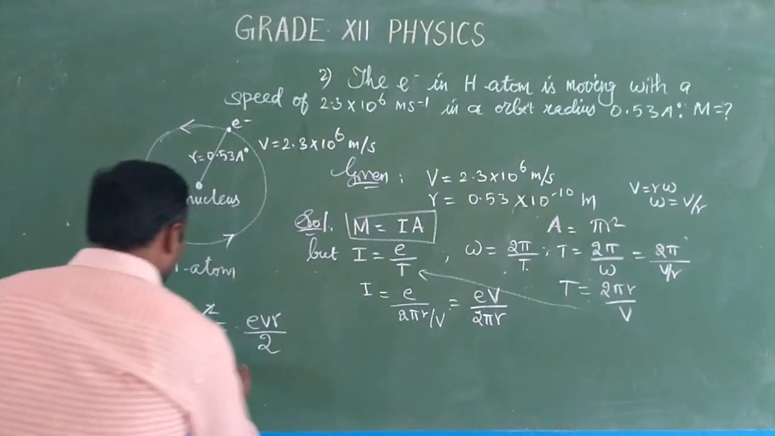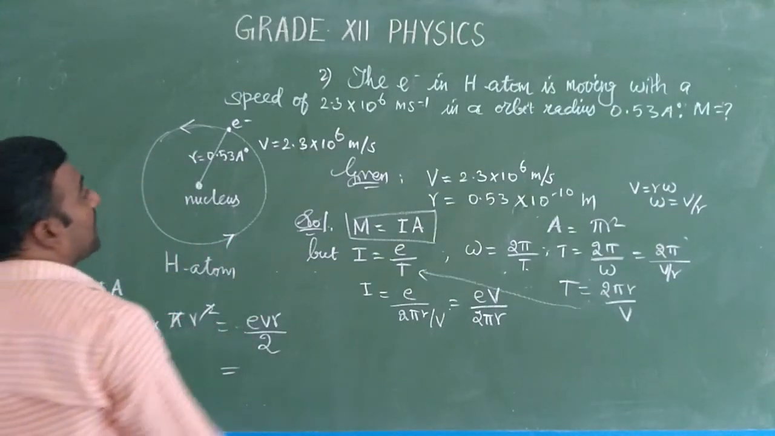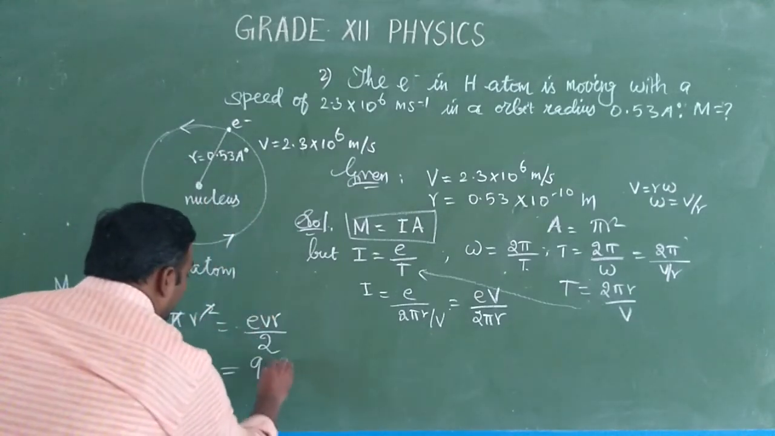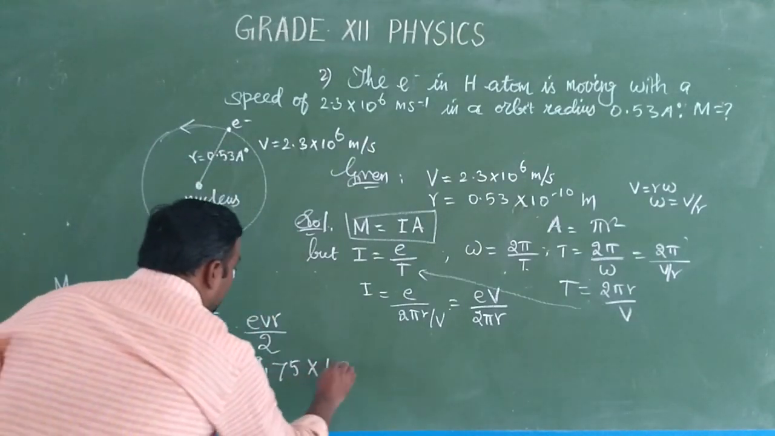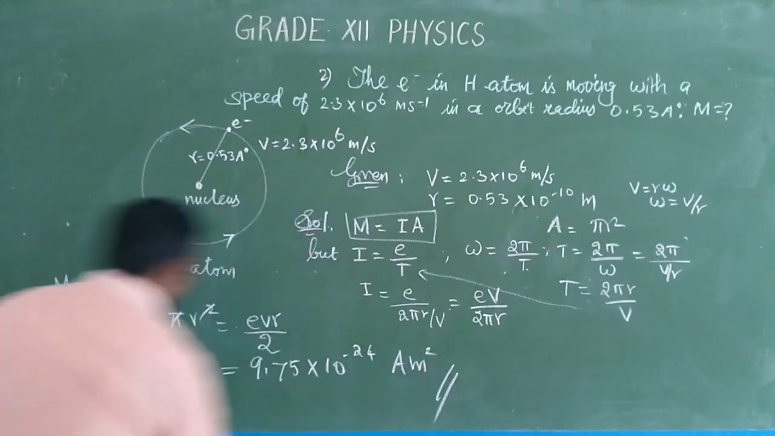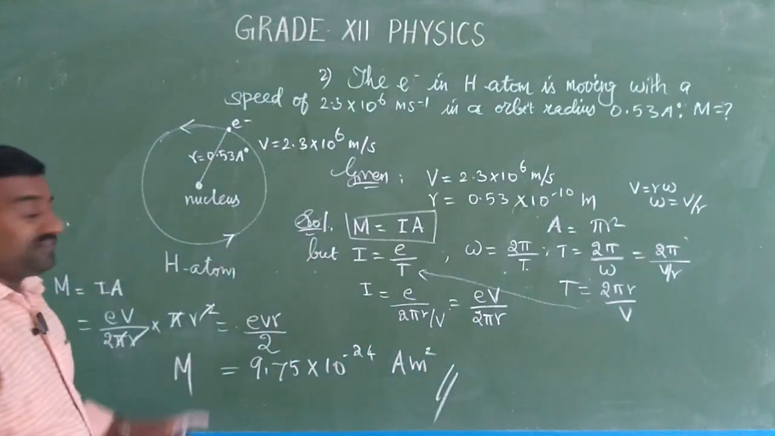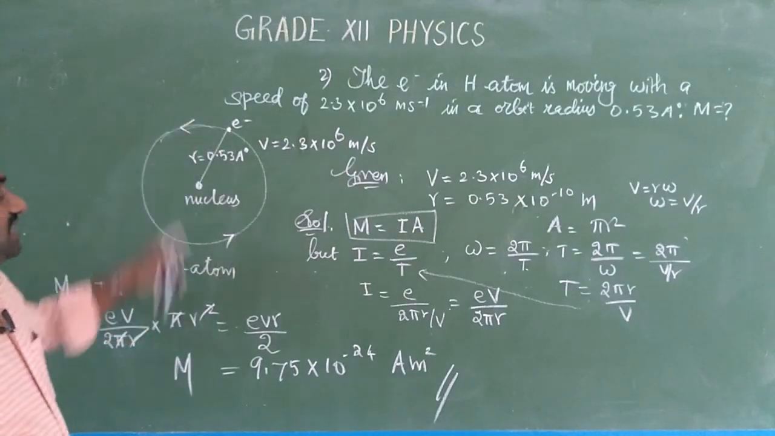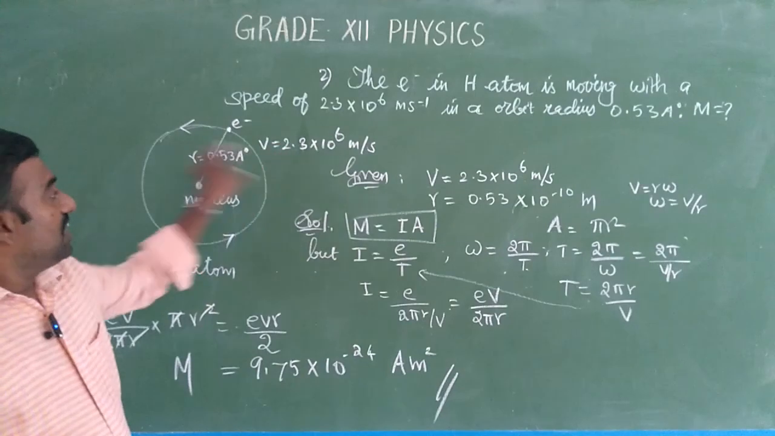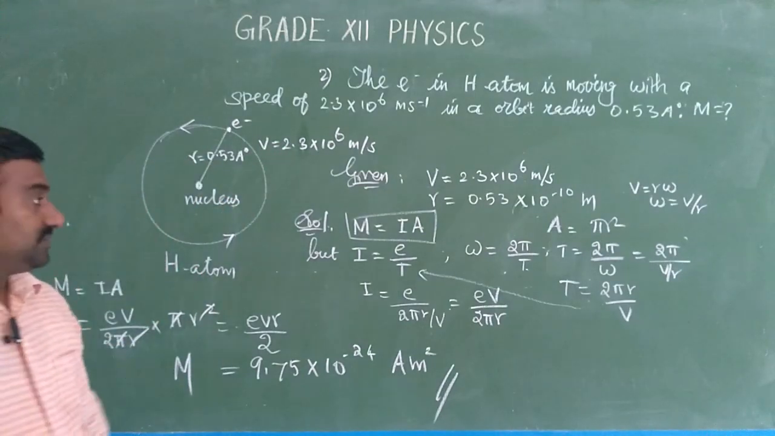Substituting all these values, finally we have the magnetic dipole moment as 9.75 into 10 to the power minus 24 ampere meter square. So this is the magnetic dipole moment of the revolving electron in this hydrogen atom, moving with the given speed and the corresponding radius. Thank you.